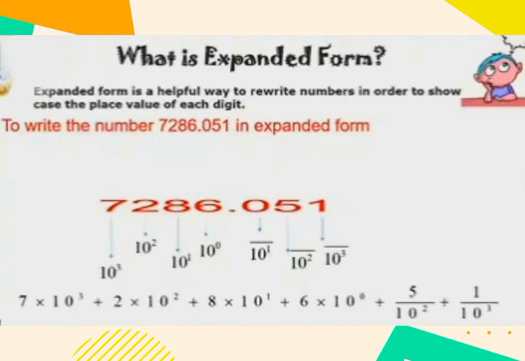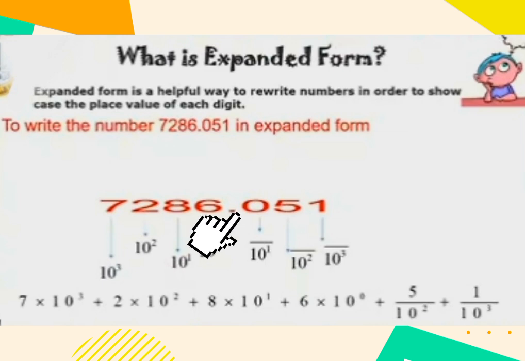Now, what is the expanded form? The expanded form is a helpful way that allows us to know the place value of each digit. Here we have the number 7,286.051. In order to write it in expanded form, we start from the first digit before the decimal point. Here we have 6, so we multiply it by 10 to the power 0, 8 by 10 to the power 1, 2 by 10 squared, and 7 by 10 cubed.